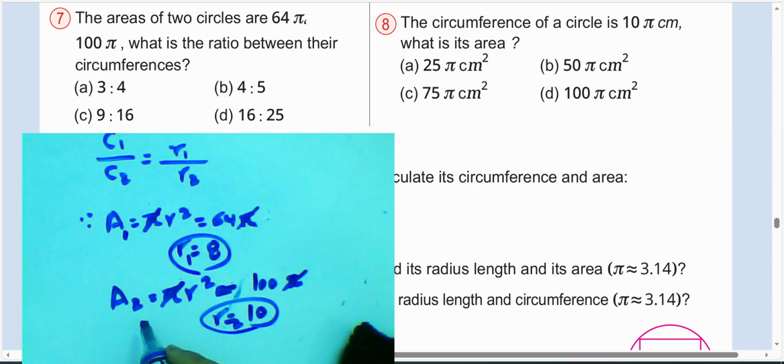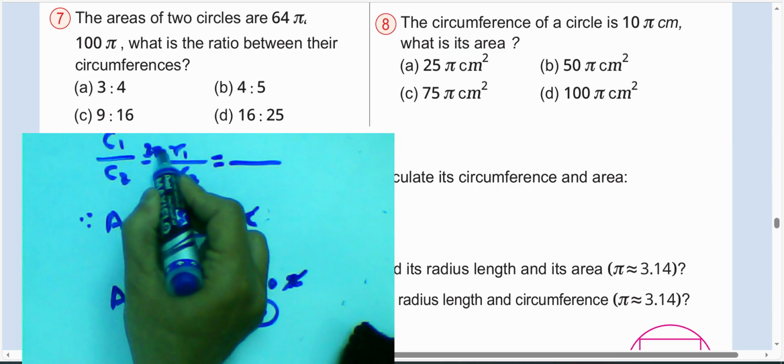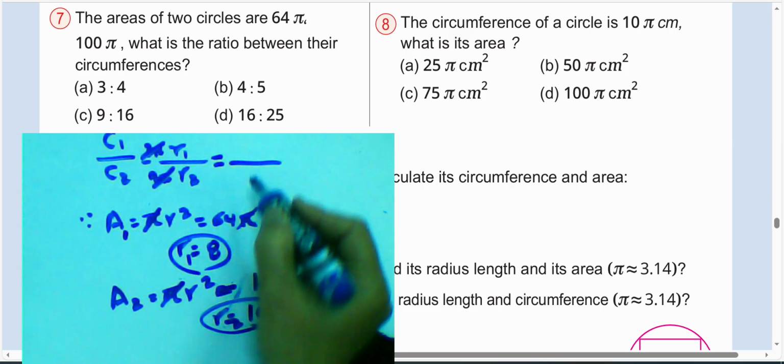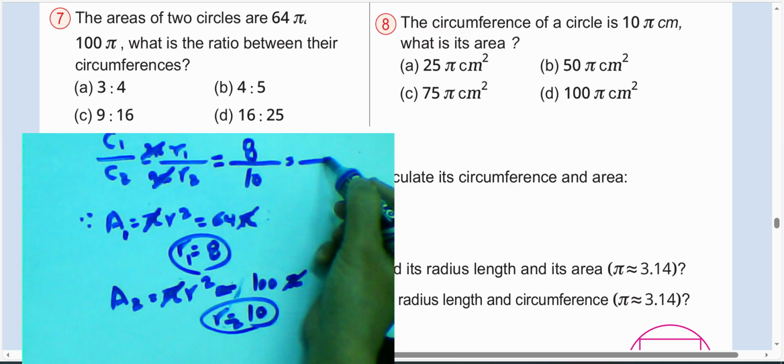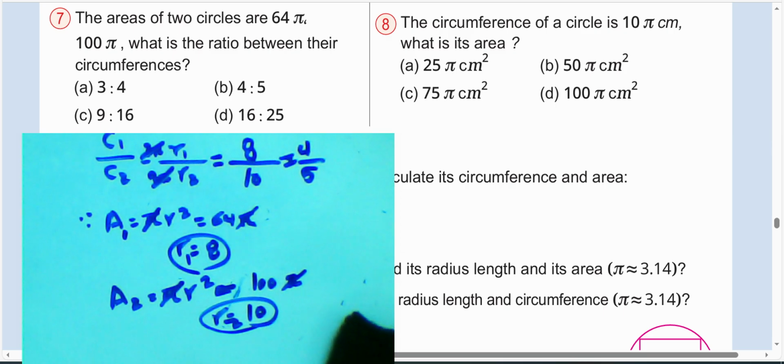Then the ratio between the two circumferences equals radius 1 over radius 2, because circumference equals 2 pi r. We can cancel 2 pi by 2 pi. Then radius 1 over radius 2 is 8 over 10. 8 divided by 2 is 4, 10 divided by 2 equals 5. The result will be 4 over 5.